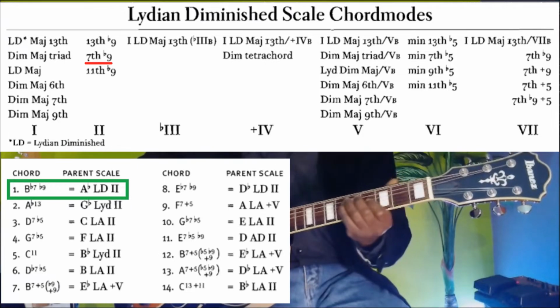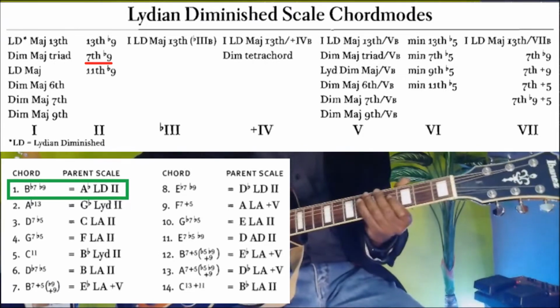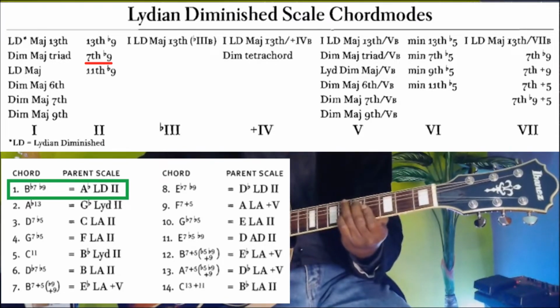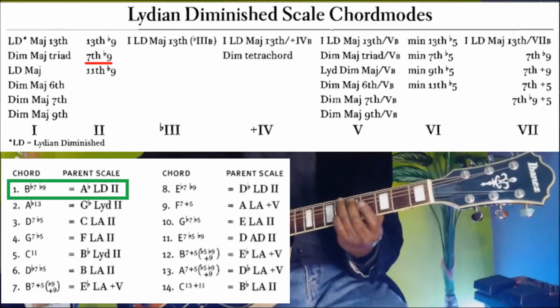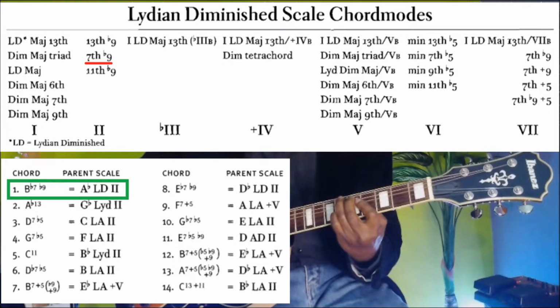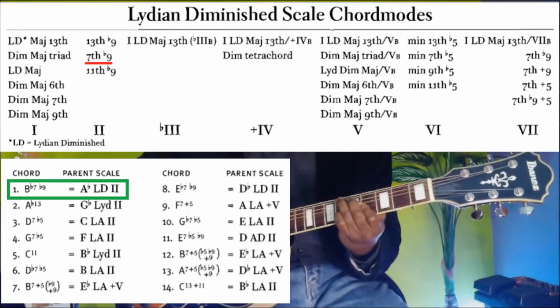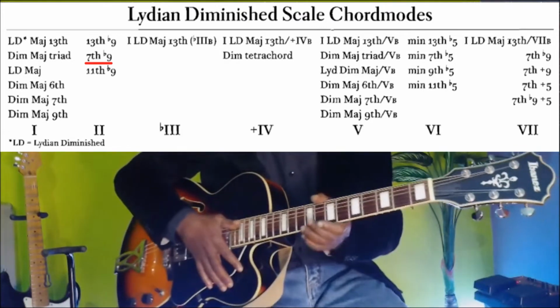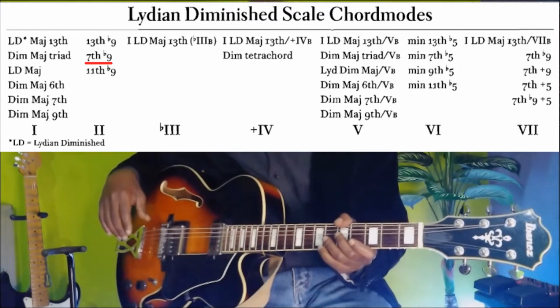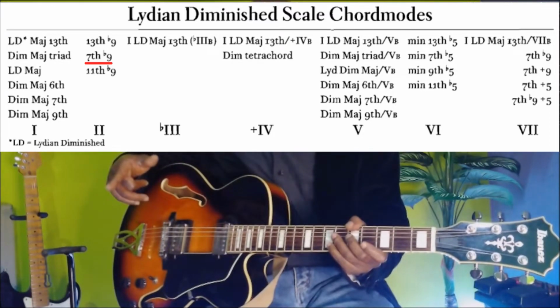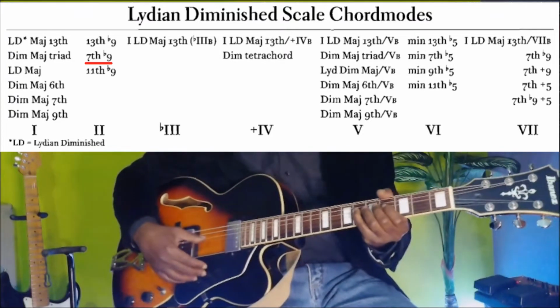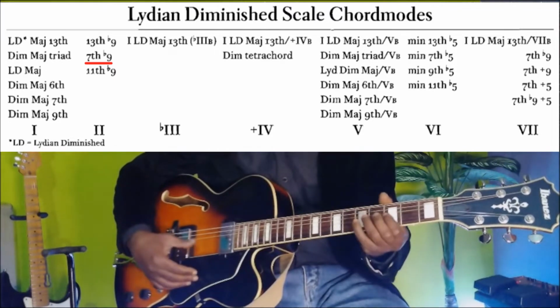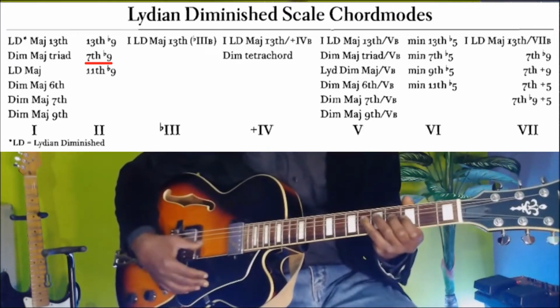So, you can check it, right? Let's have just a cool groove here. Check A flat Lydian diminished. This is A flat. Okay. The chord is coming again. B flat 7 flat 9.